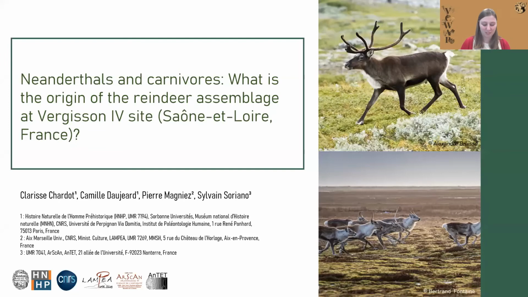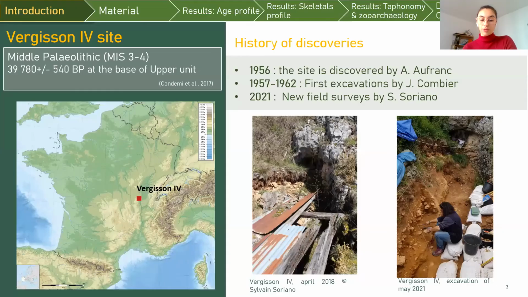The results of Neanderthal and carnivore, the origin of reindeer assemblage at Vergisson IV site, Saône-et-Loire in France. The small site of Vergisson IV is located in Bourgogne-Franche-Comté, in Saône-et-Loire, close to the famous site of Solutré. The site was occupied at the end of the Middle Paleolithic.